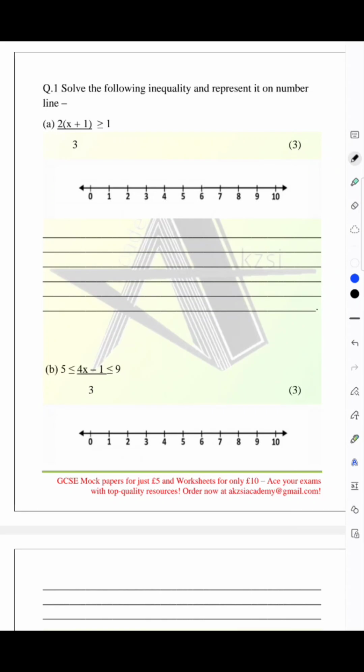Today we are diving into 10 most practiced questions on linear and quadratic inequalities. Perfect for boosting your confidence and exam skills. Whether you are preparing for GCSEs or just need a quick refresher, this session is going to help you to master this topic step by step.